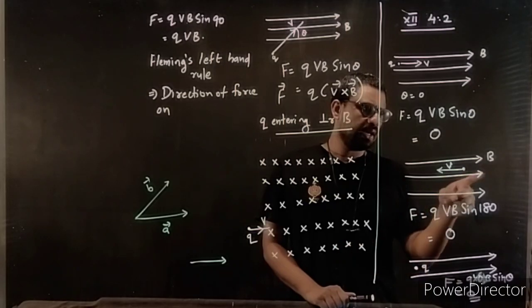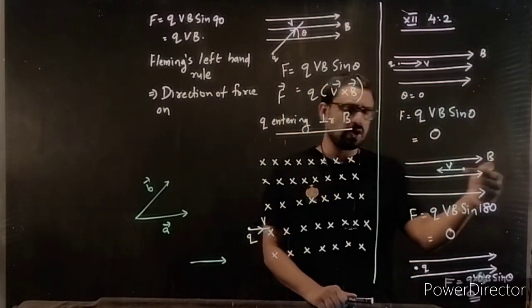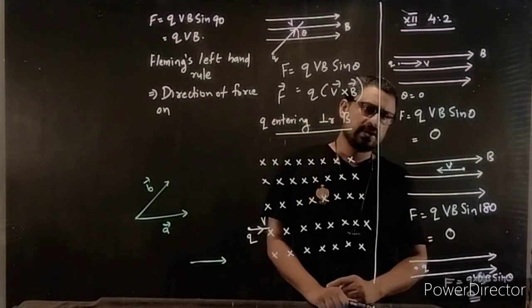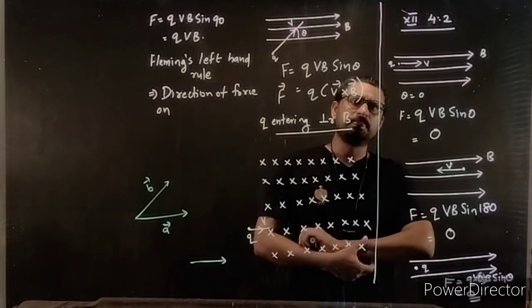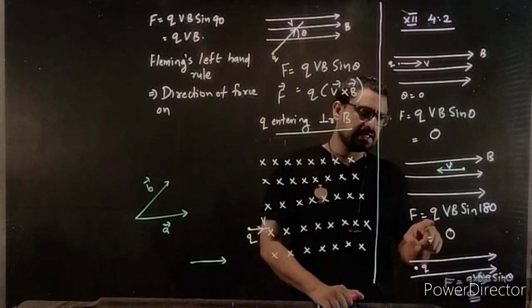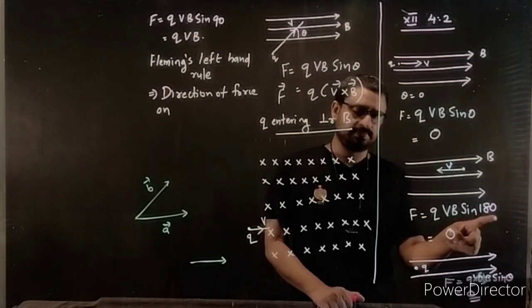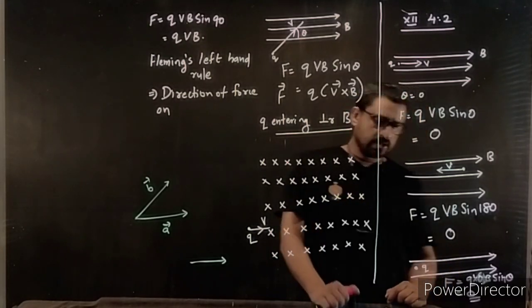Okay. Now look at this one. The magnetic field is moving like that and the velocity is in the opposite direction. So magnetic field and velocity are anti-parallel. So we can say QVB sine 180. Sine 180 is 0. So again force is equal to 0.